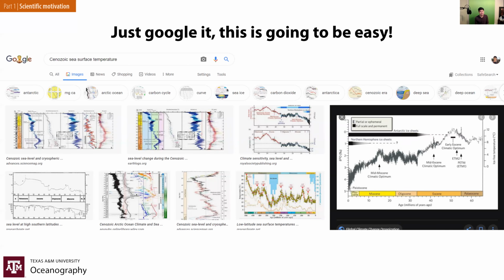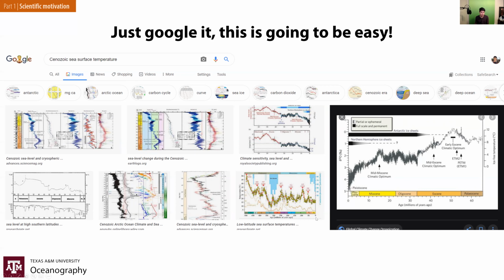I just Googled it, right? It's what everyone does these days. It's an easy way to get an answer to a question we don't know the answer to. So I searched Cenozoic sea surface temperature, and I found a lot of these beautiful climate histories across the last 66 million years. And it didn't take me too long to realize and ask myself whether my advisor's question was really what he was asking or not.